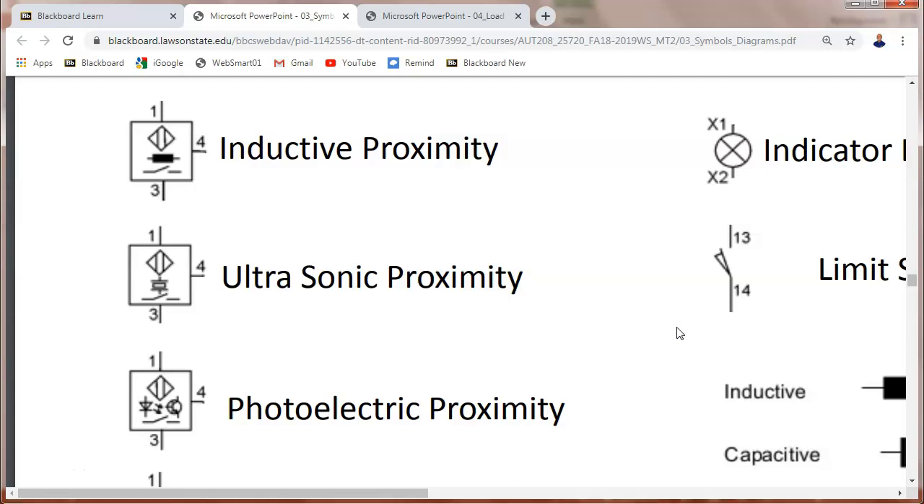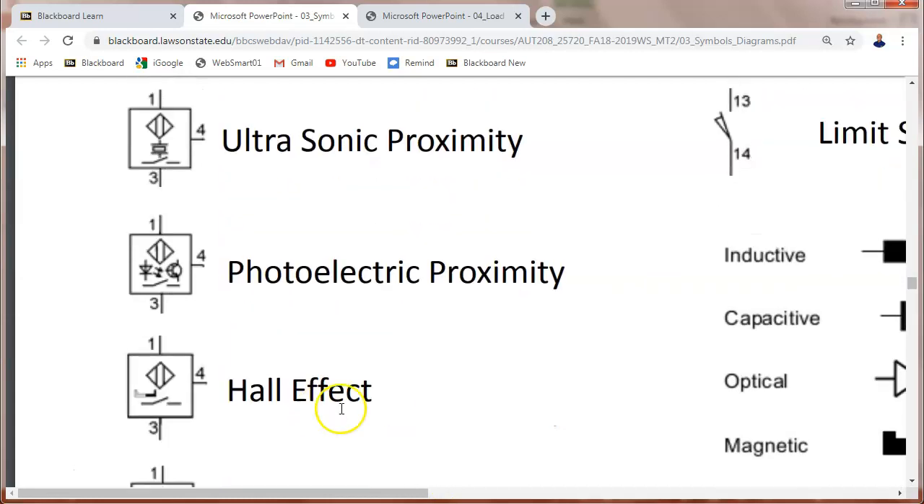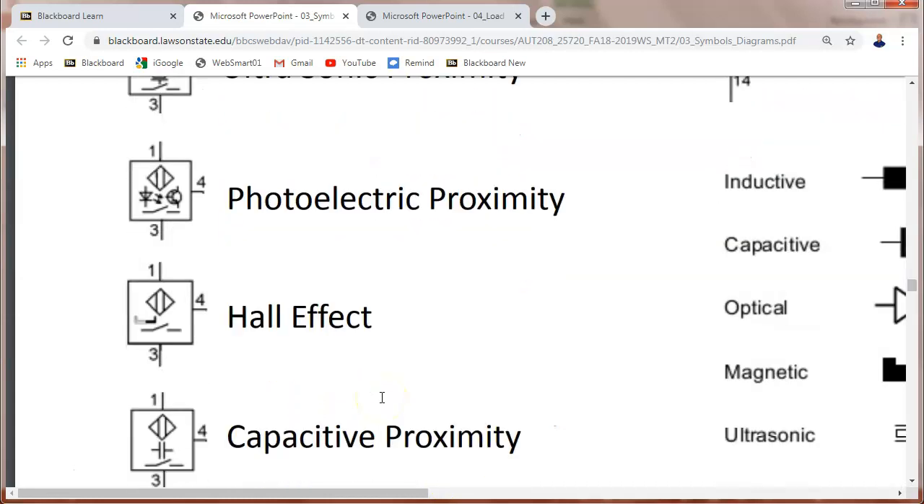This one looks like a capacitor, but it's got this little block in the center. This is a symbol for an ultrasonic sensor, which we've already talked about. This guy is showing a combination of an LED and a phototransistor. This is photoelectric. We already know this.